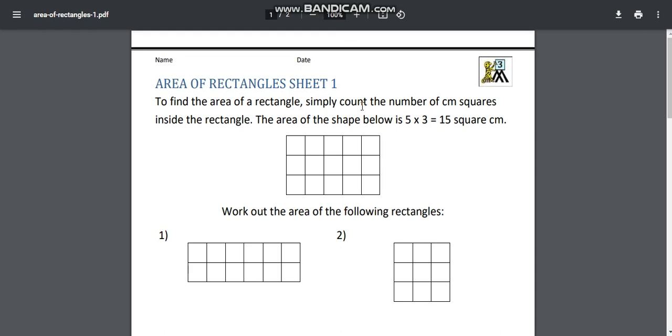So, okay, in this video we're going to go through finding the area and perimeter of different shapes. We're going to start off with the area of rectangles.